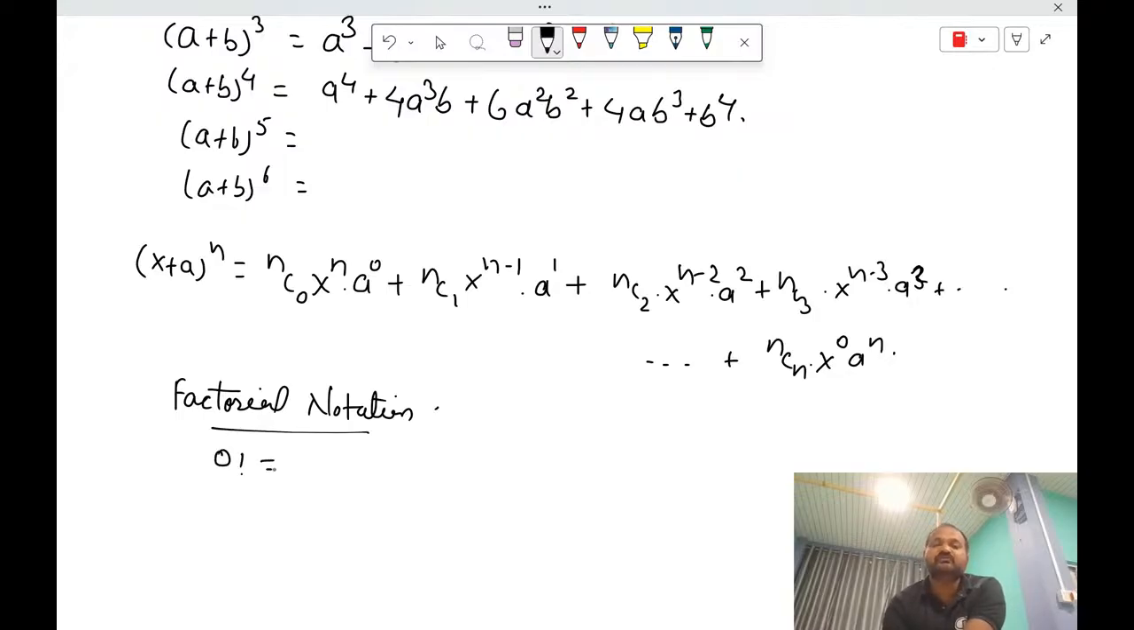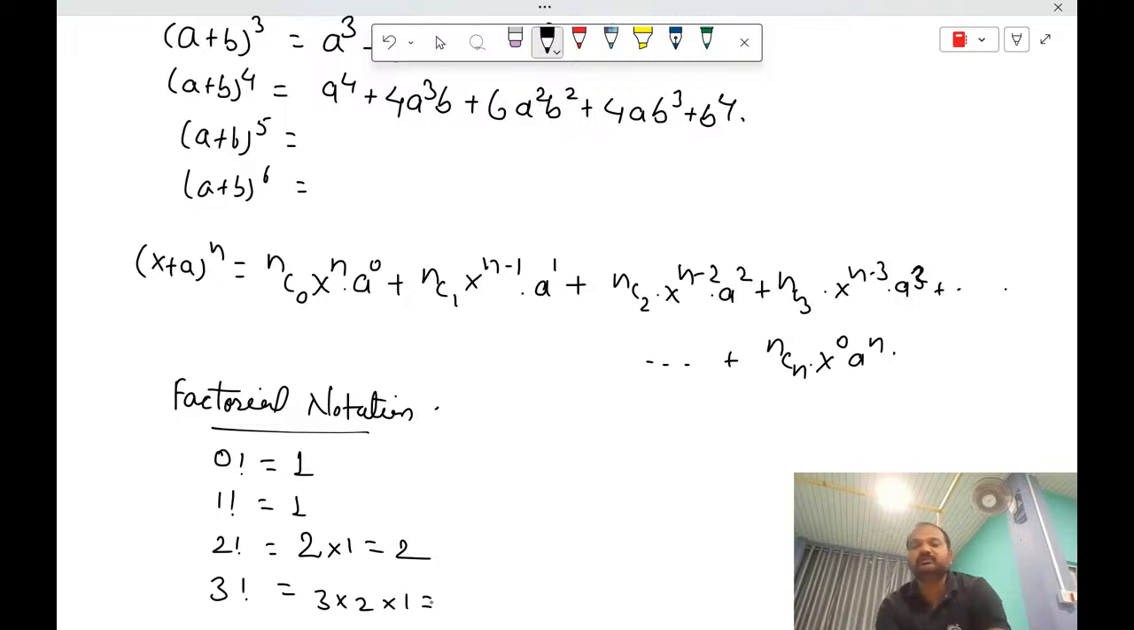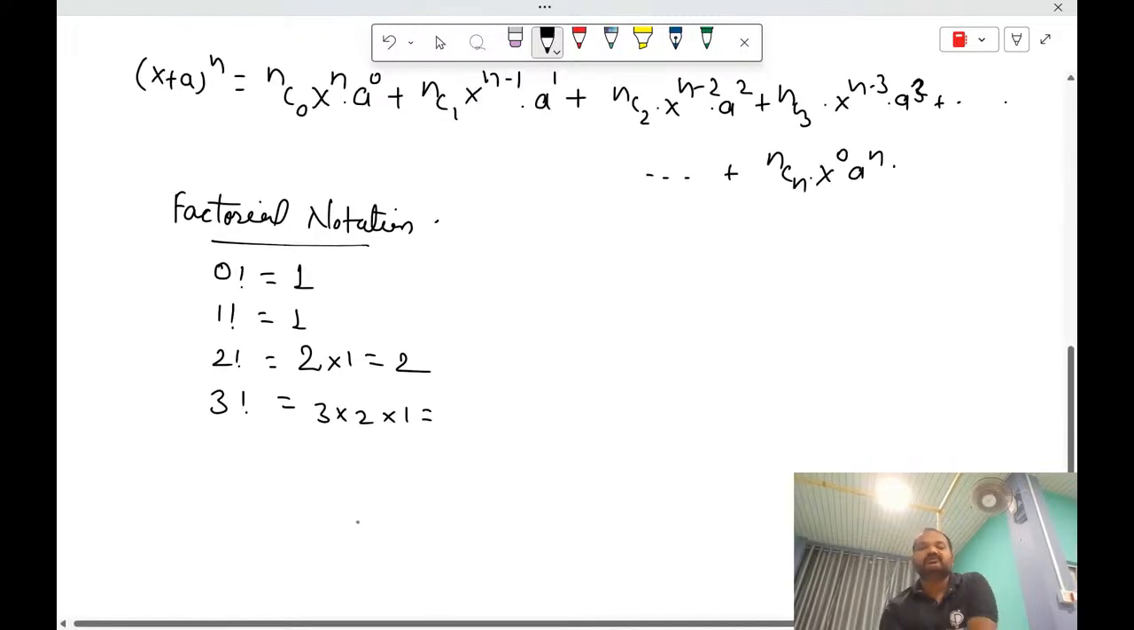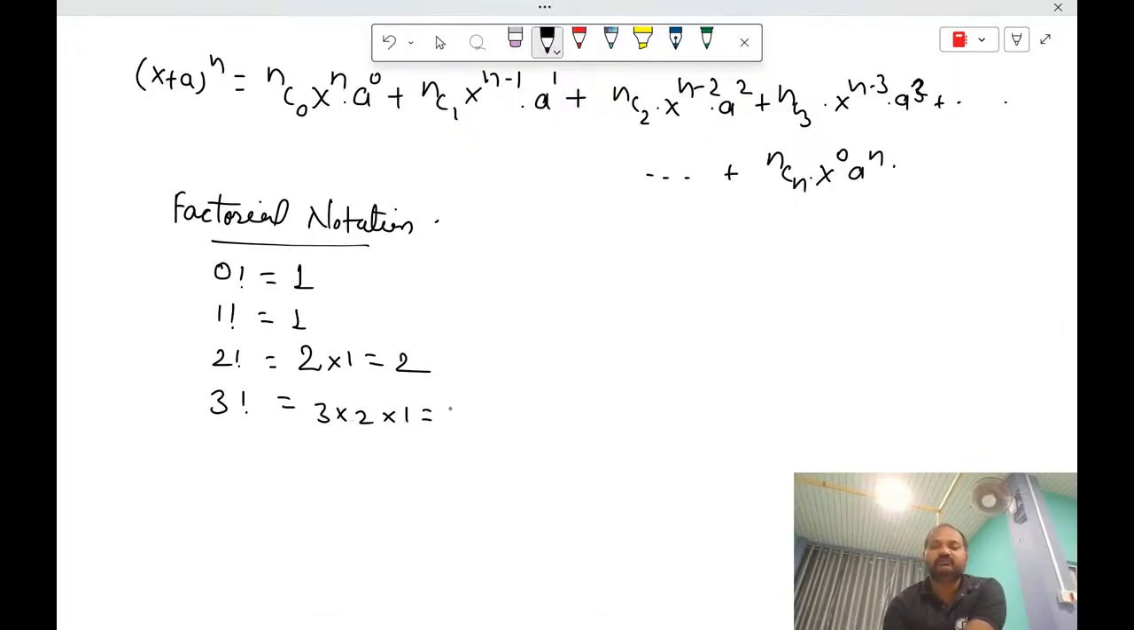We know that 0 factorial is 1, 1 factorial is 1, 2 factorial is 2, because this is 2 into 1, equal to 2. 3 factorial is 3 into 2 into 1, meaning it is the product of the terms which start from n and decrease by 1. So this one will be 6. Now 4 factorial will be 4 into 3 into 2 into 1.